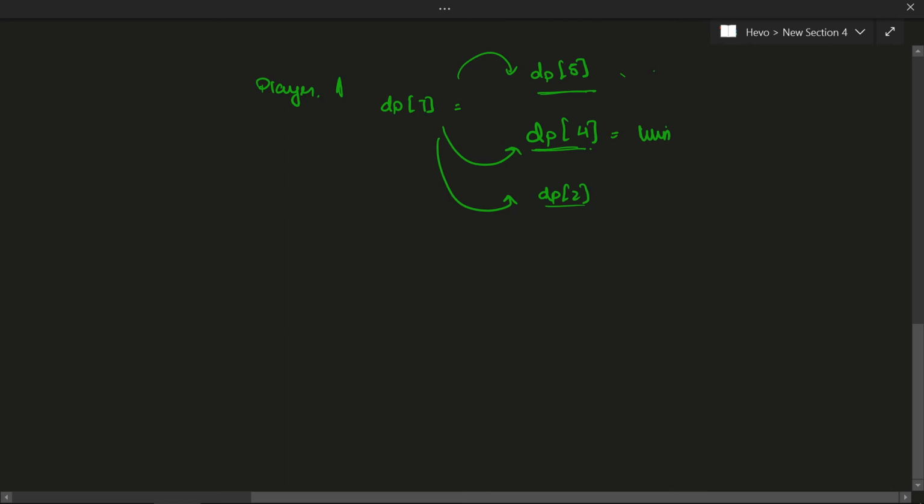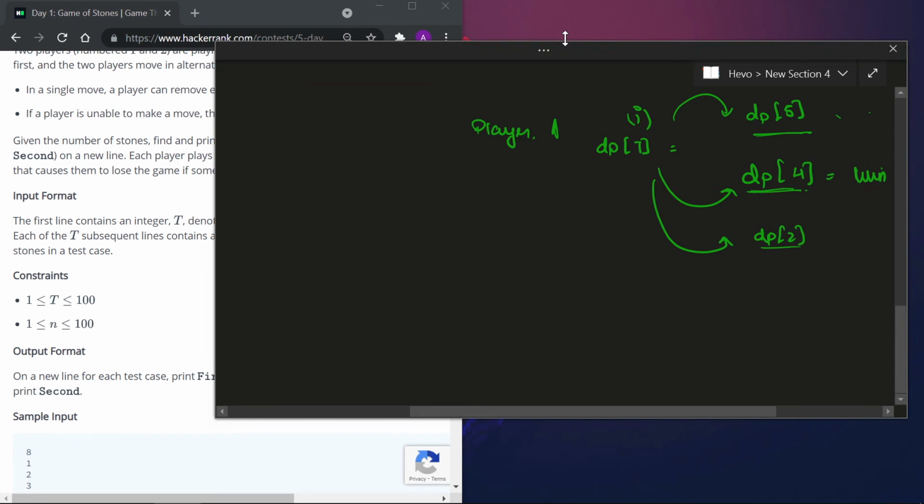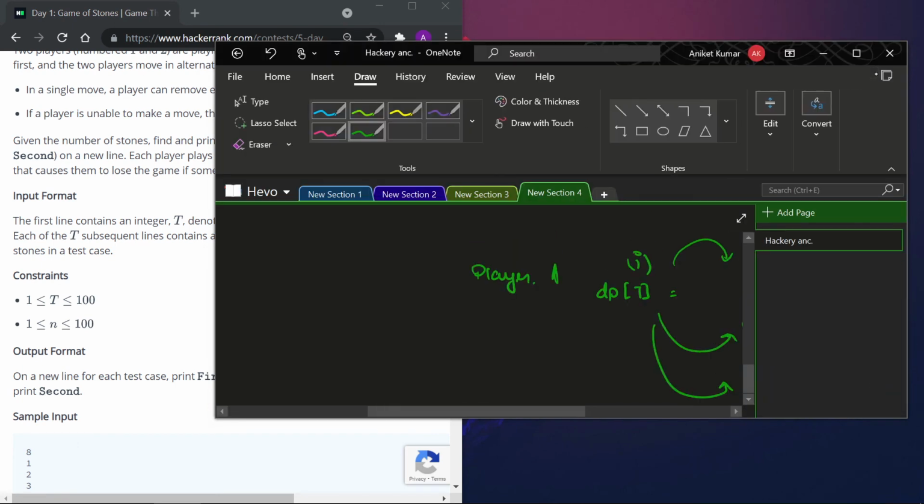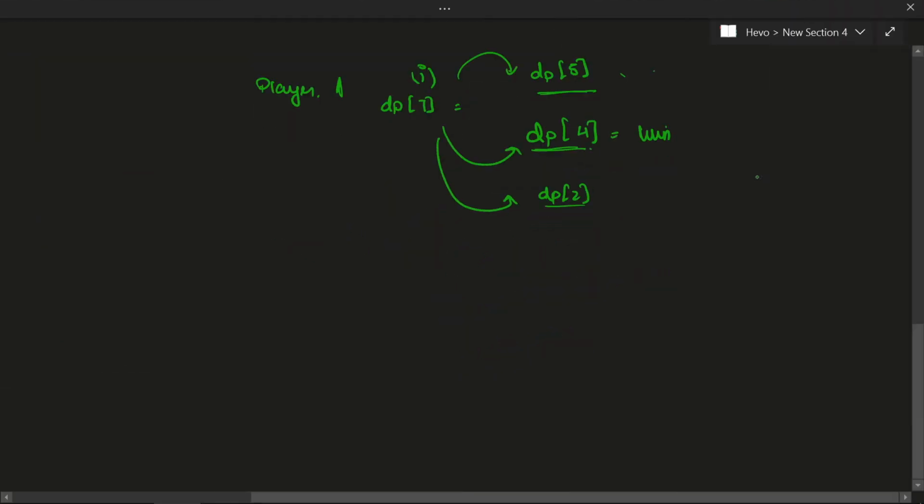So in every possible move, we have three different options, right? So if I'm at the i state and if I am winning at the i minus 5 value, then I will win the game. But if I lose the game in any of these three states, I will definitely lose the further game, because no matter what move I make, I will definitely land up in a case where I previously lost the game. So this is how it works, right?